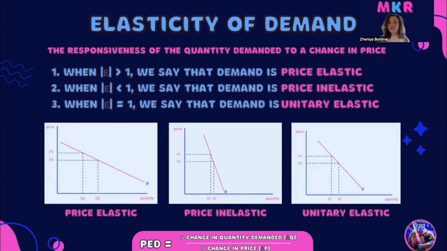And lastly, unitary elastic, that simply means that our elasticity equals 1, the absolute value. And that means that we have a proportionate change in price and a proportionate change in quantity demanded. So our slope will be -1, or absolute value 1, of this demand curve.